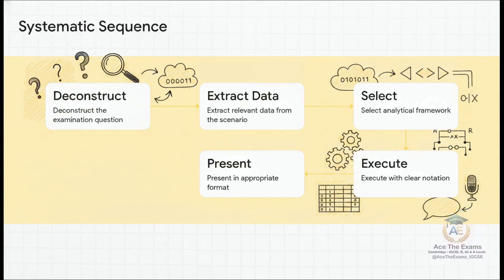Step 2. Extract relevant data. Pull the specific binary states, the variable names, or the boundary conditions straight out of that dense scenario block. Don't leave them behind. Step 3. Select your analytical framework. For most extended writing tasks, your framework is going to be PEAL. Step 4. Execute with clear, undeniable notation. This means drawing incredibly neat truth tables, using the formally correct Boolean algebra symbols, and clearly showing your step-by-step decomposition. Do not make the examiner guess what you meant.